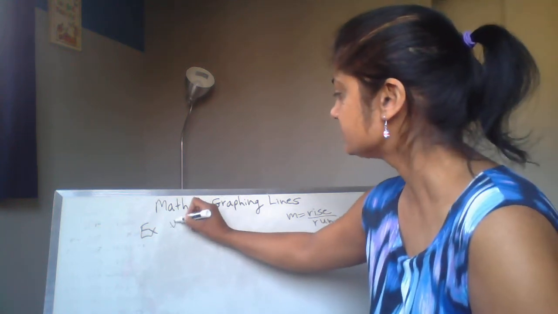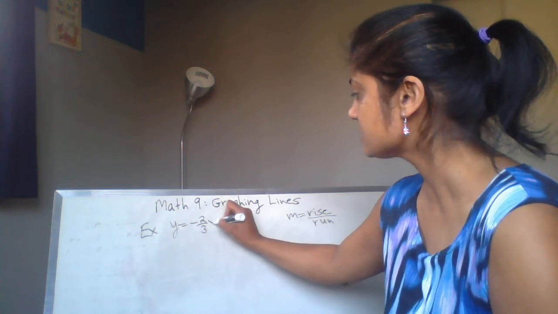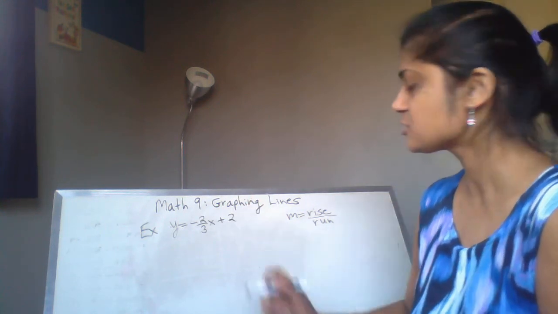So let's try a number that has a negative slope. Let's do y equals -2/3x plus 2, okay?